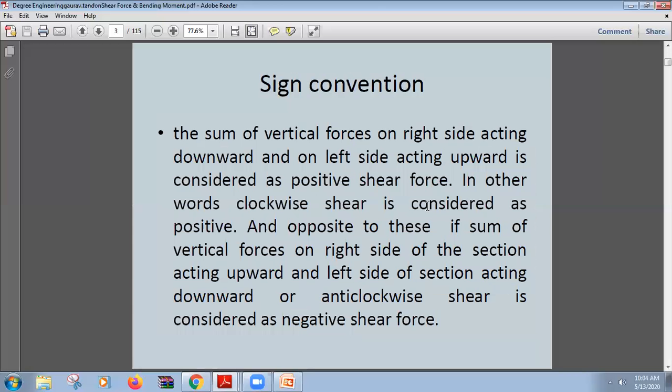Now come to the sign convention. If we take any section of a beam, and we see that the force is acting upwards on the left section, it will be positive shear force. Whereas if the force is acting downwards on the right section, it is known as negative shear force.